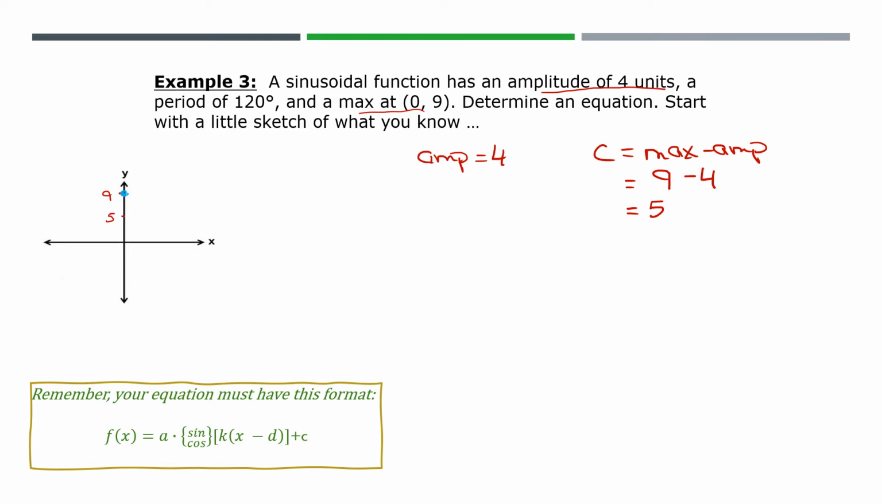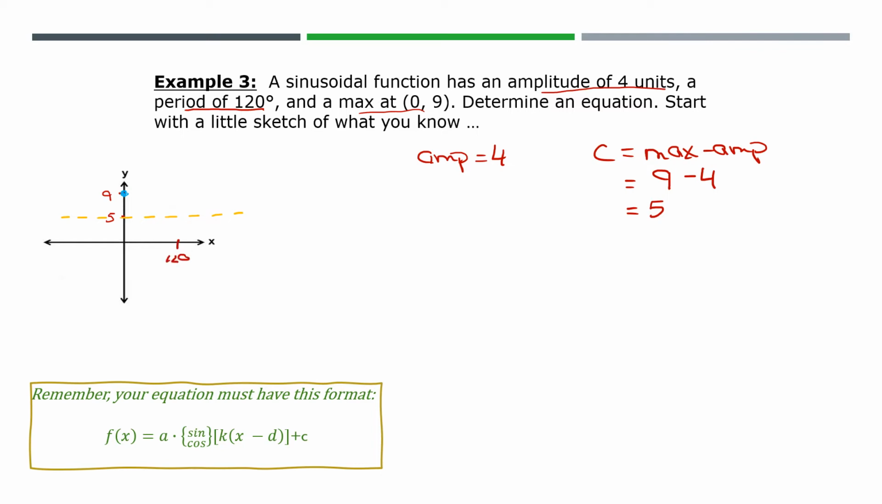The question didn't ask me to graph it, so I'm not too worried about having a beautiful graph here. This sketch is just to help me. I'm just going to put an equation of the axis here at 5. So we've got the amplitude and the c value, and we also know the period. Period is 120. So I'm just going to put 120 right here.